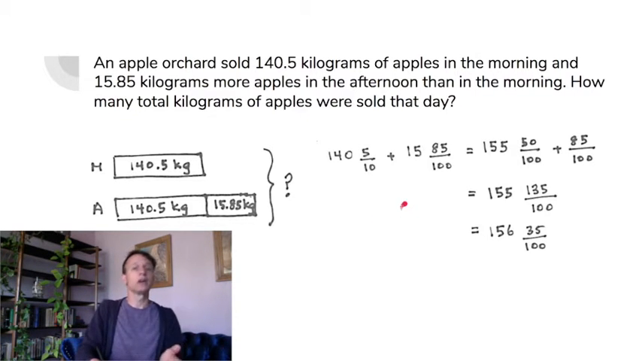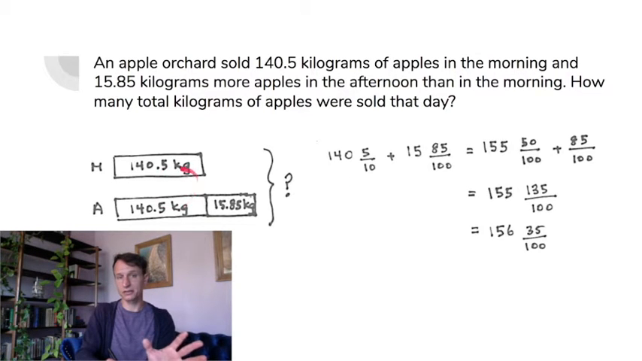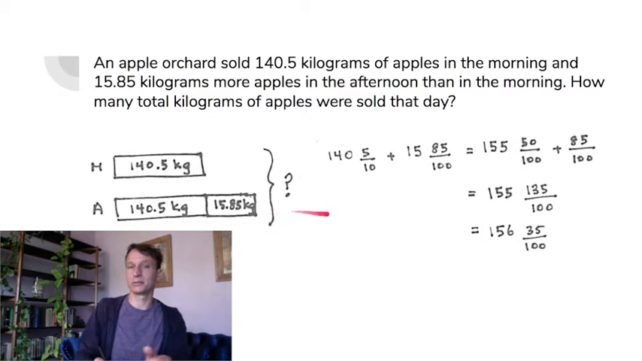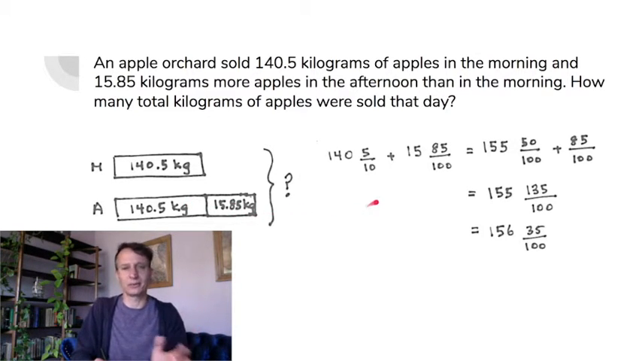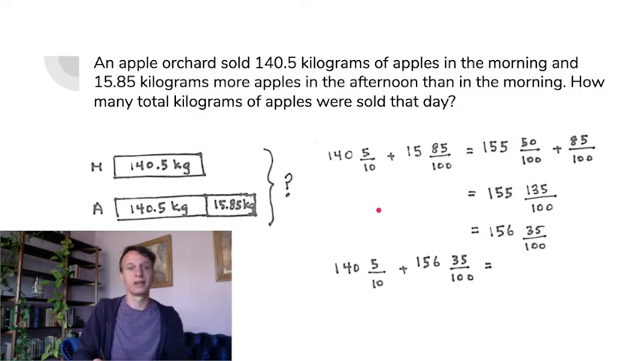And by the way, another way to do this example would be to add the two 140s, 0.5 together first, and then tack this on, which actually I think might have been a little bit easier, but why do things the easy way? All right, so 156 and 35 hundredths plus 140 5/10.